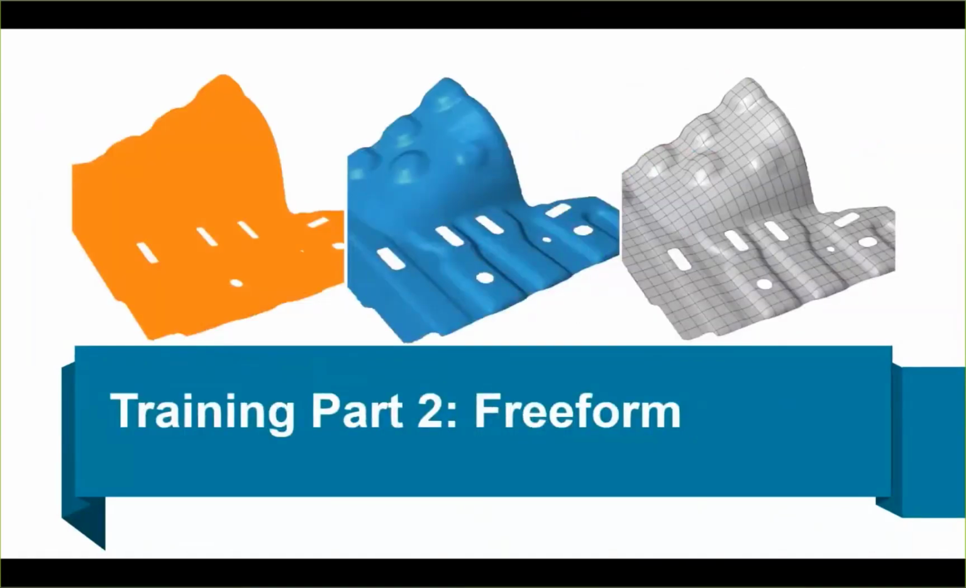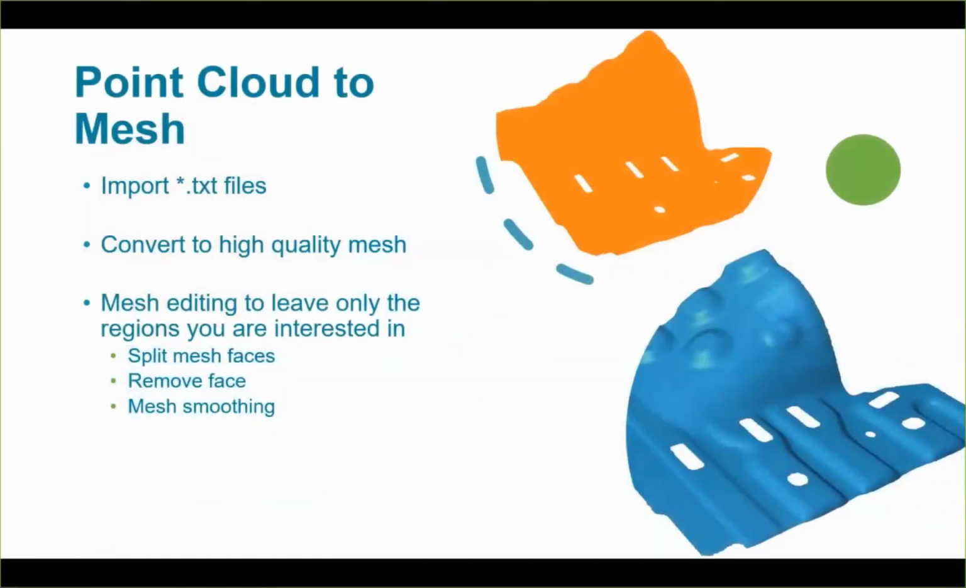The next one is looking at a more free-form part. The first one was mostly prismatic, and this time we're going to be looking at an imported point cloud. That's what this orange blob is here. Because it's an imported point set, there's no surface normal information, so you can't see really what the part is going to look like. So we're going to convert the point cloud to a mesh and make a high quality mesh by doing some smoothing and refinements.